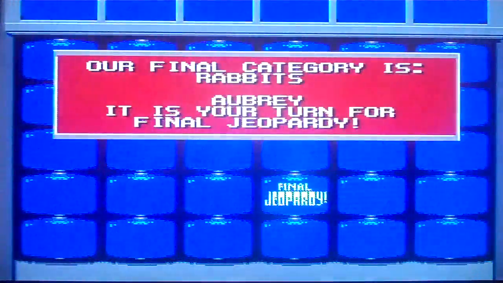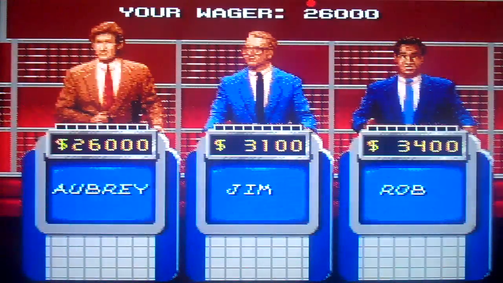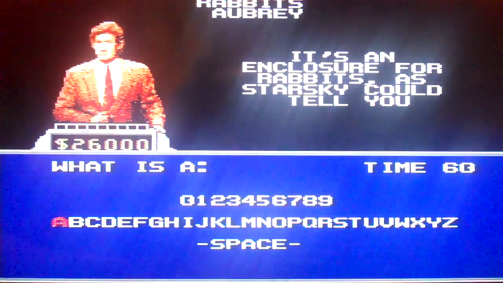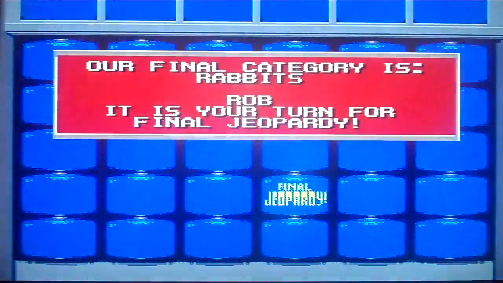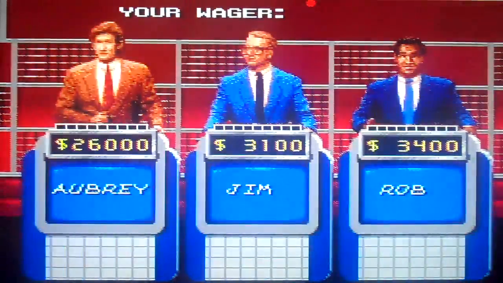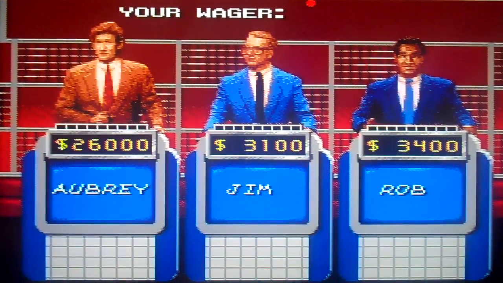The category is rabbits. I'll do it all. It's an enclosure for rabbits, as Starsky could tell you. It's a hutch. So I'm going to go up to $52,000. That's how much Daniel's going to get, is 52 grand.